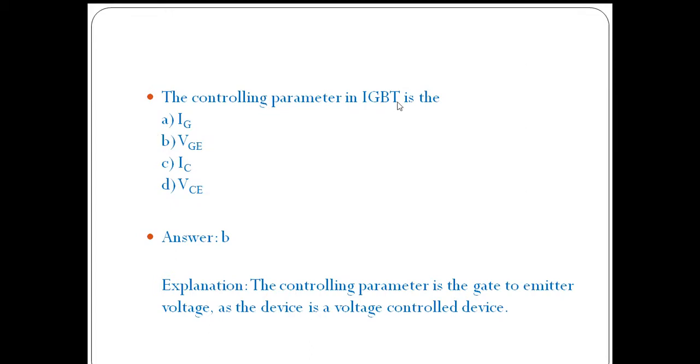The controlling parameter of IGBT is IG, VGE, IC, or VCE. It is a voltage control device. It is controlled by the gate emitter voltage. The controlling parameter is the gate to emitter voltage, VGE, as the device is a voltage control device.